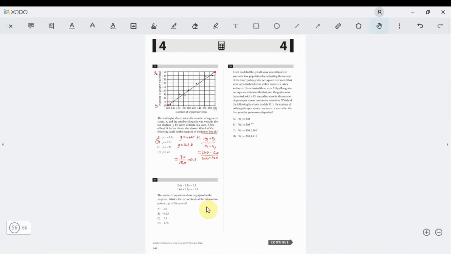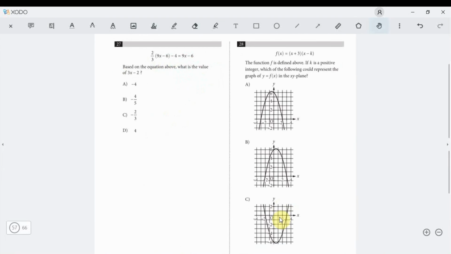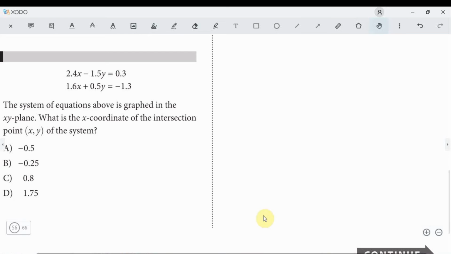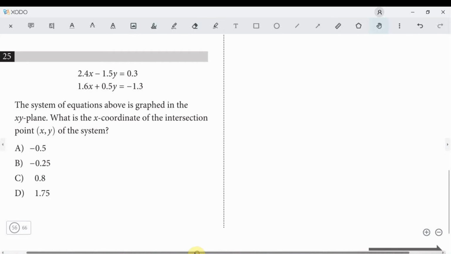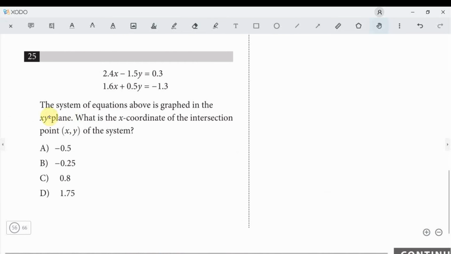Okay, number 25. Let me zoom up again. It says the system of equations above is graphed in the xy plane. What is the x coordinate? Don't need to answer anything more, just find x. So we need to eliminate y. So we can multiply the second equation by 3. 1.6 times 3. I know 16 times 3 is 48, so that becomes 4.8x. And then 3 times 0.5 is 1.5y equal to negative 3.9.